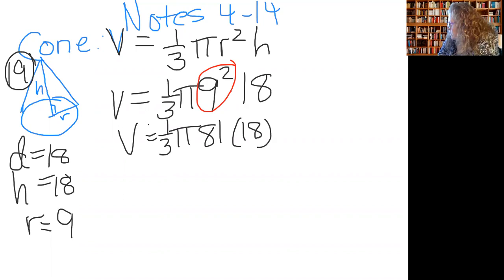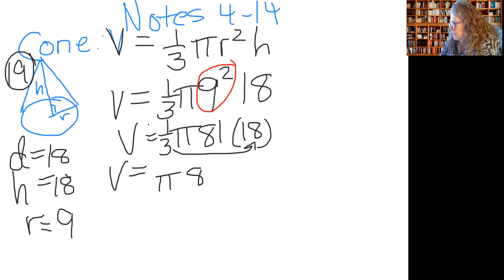Now, with multiplication or division, if either of these numbers are divisible by 3, you can actually do that first. So like 3 goes into 18 6 times. So I'm going to go ahead and do that, just to make my multiplication easier. So 3 went into 18 6 times. So we have pi 81 times 6.